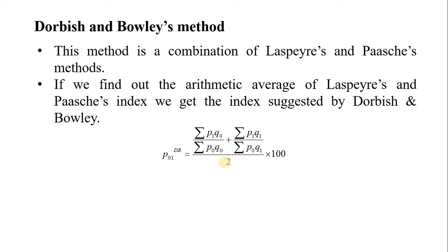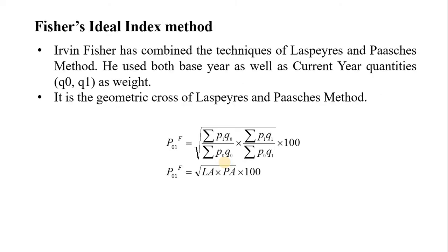Okay, so Drobisch and Bowley combined the Laspeyres and Paasche methods using the arithmetic average. So he has taken the arithmetic average of the Laspeyres and the Paasche methods. Okay, now the fourth one.